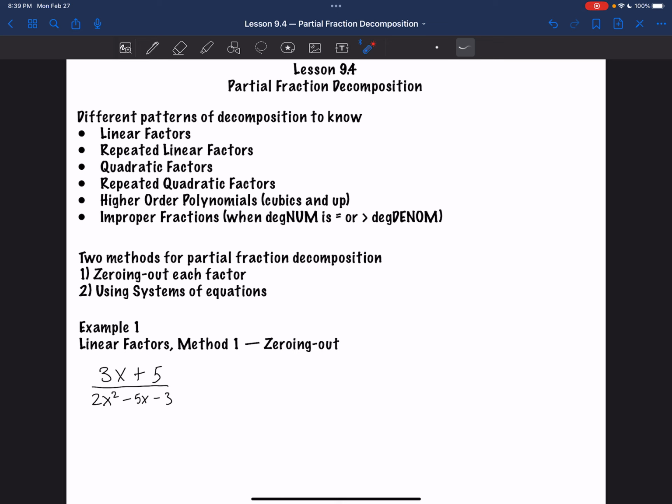Now, as far as algebra goes, are we going to use this to really accomplish anything, to solve any problems? No, actually we're not. This is simply an algebraic technique that is very useful for calculus.